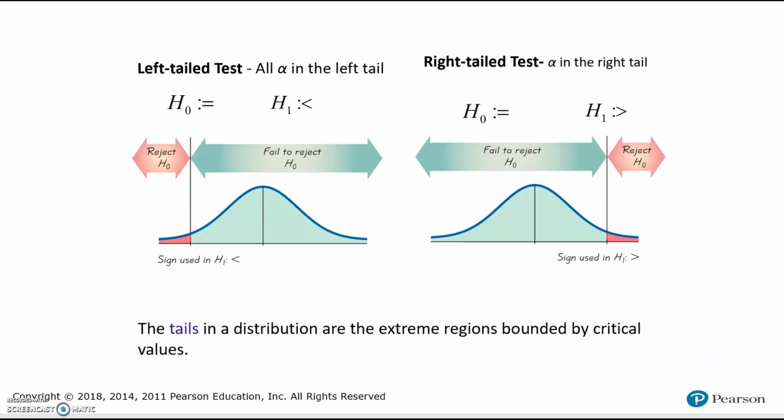And again, the idea is that right here is what we believe the real proportion or mean to be. It's in the center. And then if our value ends up way out here, we're going to reject the null hypothesis.